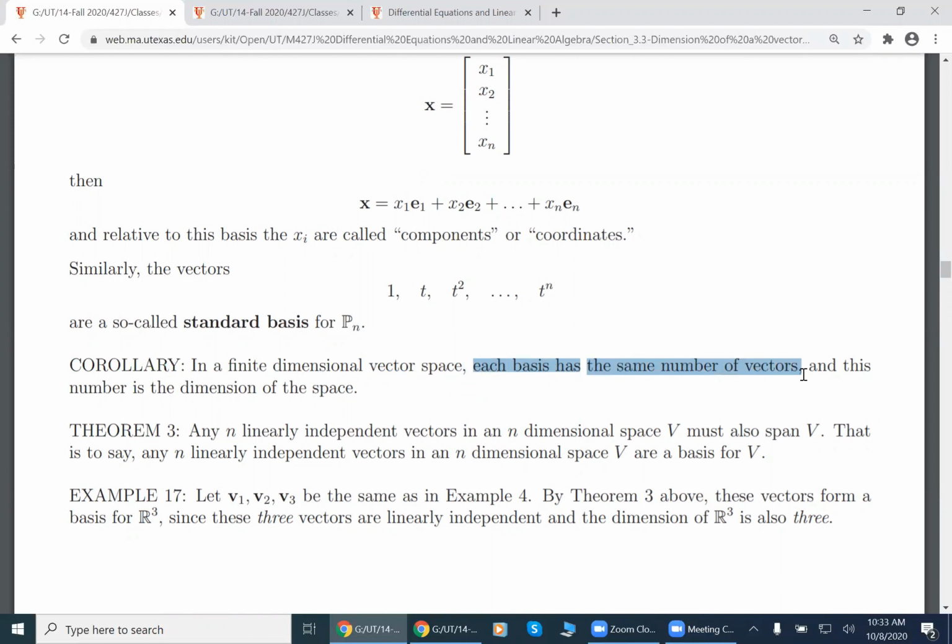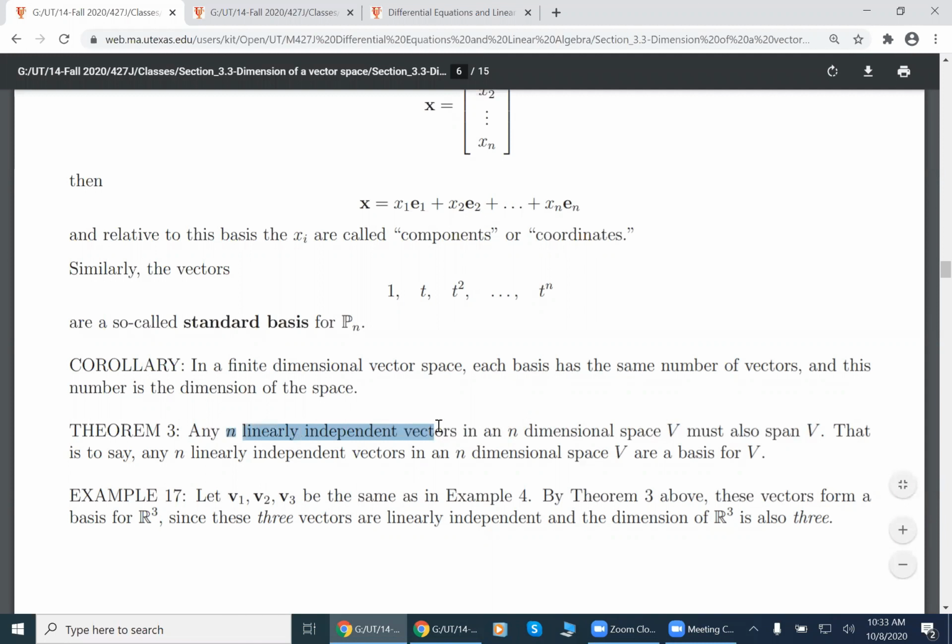So dimension is unique. There are infinitely many bases, but the number of vectors in each basis is the same. This is the dimension of our vector space. Theorem 3: any n linearly independent vectors in an n-dimensional vector space must also span V. Which means any n linearly independent vectors in an n-dimensional vector space are a basis for V.